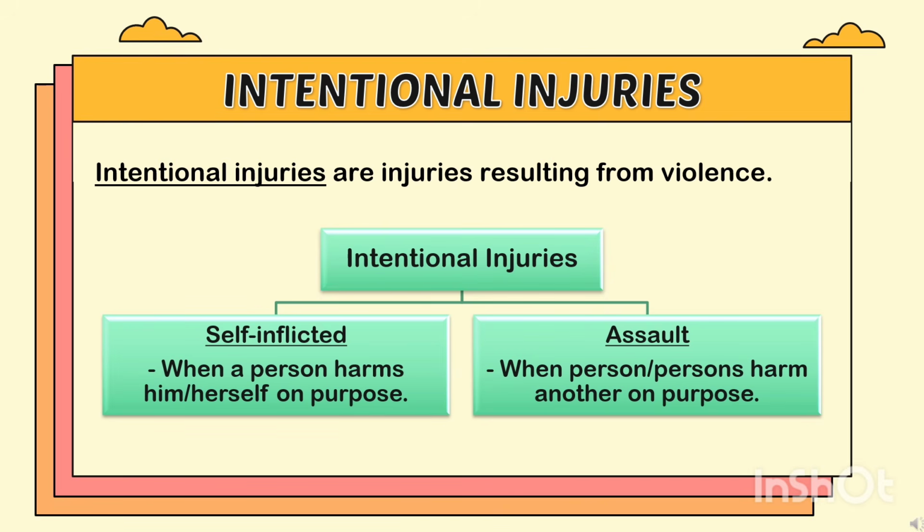Intentional injuries are injuries resulting from violence. It can be divided into two. The first one is what we call self-inflicted. This is when a person harms him or herself on purpose. The second one is called assault. This is when a person or other persons harm another on purpose.